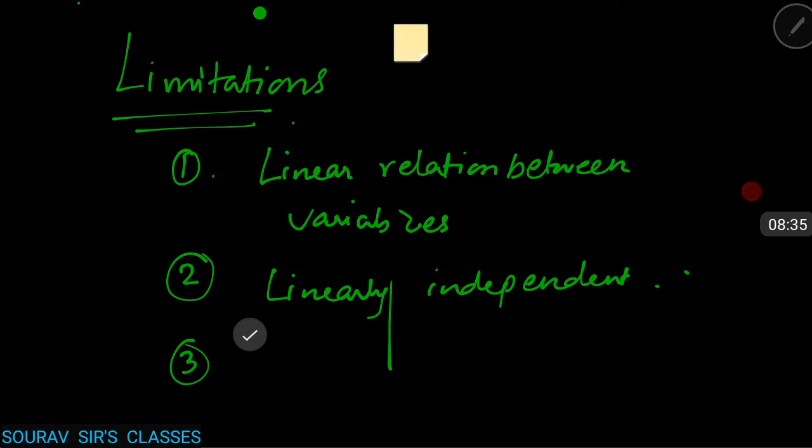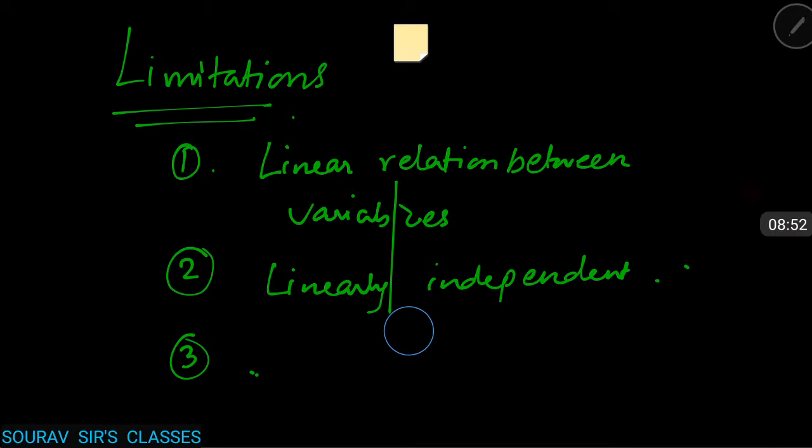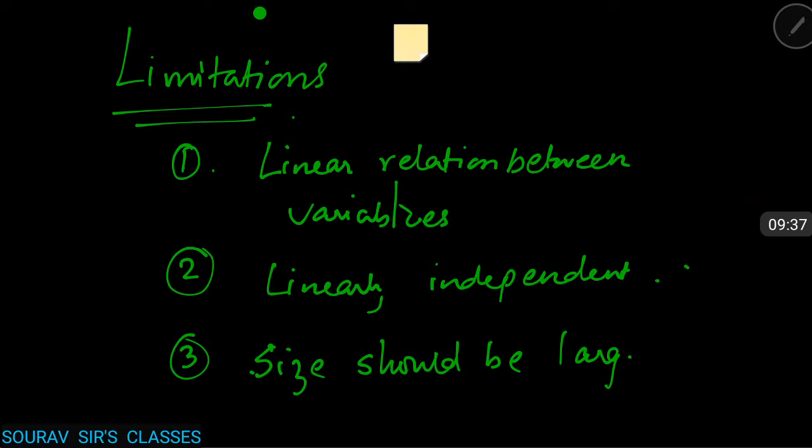Number 3, the reliability of the partial correlation coefficient decreases as their order goes up. This means that the second order partial coefficients are not as dependable as the first ones. Therefore, it is necessary that the size of the items in the gross correlation should be large. I repeat the third point again.